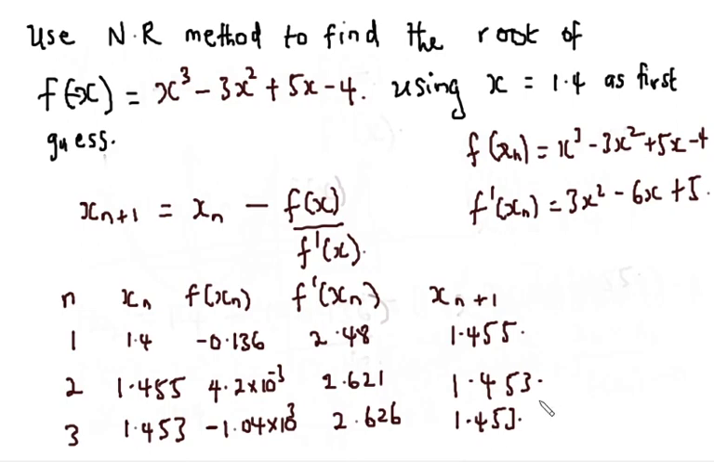If you notice, the terms have become consistent here. So for the second iteration and the third iteration, my x of n plus 1 values are now consistent. So I'm going to stop the iteration here because further iteration will still give me 1.453 to 3 decimal places. So I'm going to stop my iteration here.